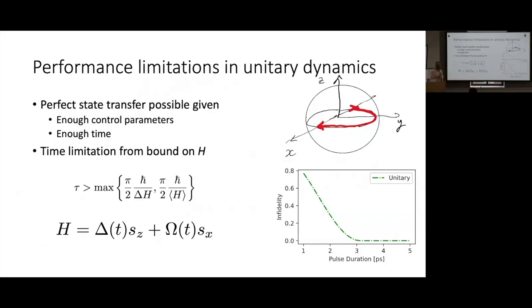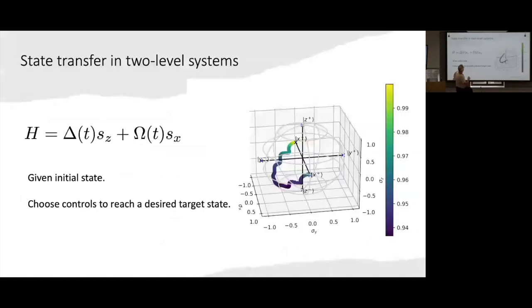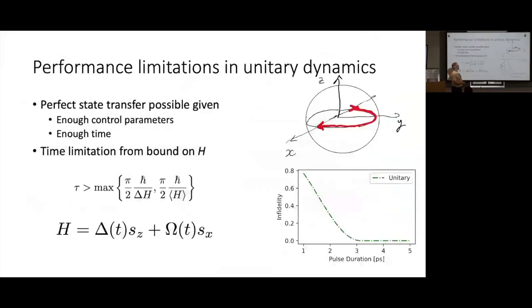You also need enough time, which is kind of obvious from the point of view of the Bloch rotation, right? If I want to go from x minus to x plus, I just switch on a field along the z, so this field here. That makes the Bloch vector precess around like this, and I stop after here. That's just a pi pulse. Okay, now clearly my Hamiltonian is going to be bounded.